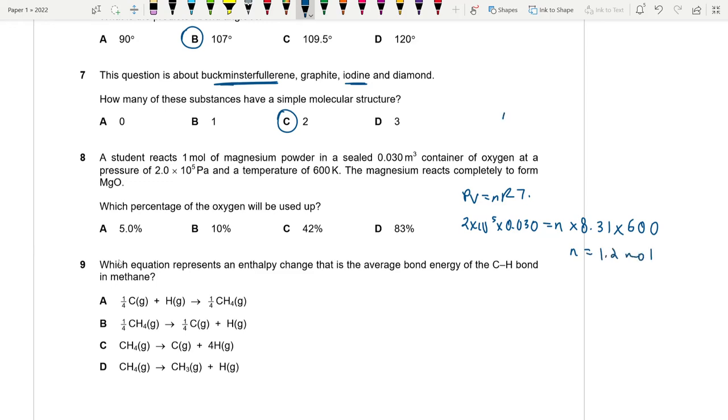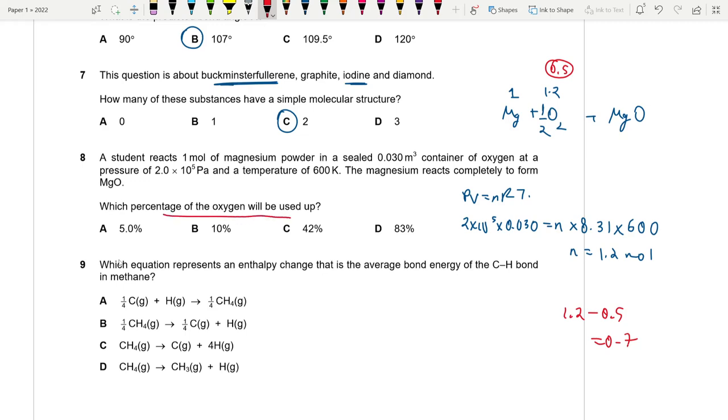Now here's the thing. We have magnesium powder which reacts with oxygen, these 1.2 moles of oxygen, to form MgO. What is the molar ratio actually? The molar ratio is 1 to half. So if we have 1 mole of magnesium, how much do we need? We need 0.5 moles of oxygen gas, and we had 1.2 initially. So if we subtract 0.5 from 1.2, we still have 0.7 moles of oxygen remaining.